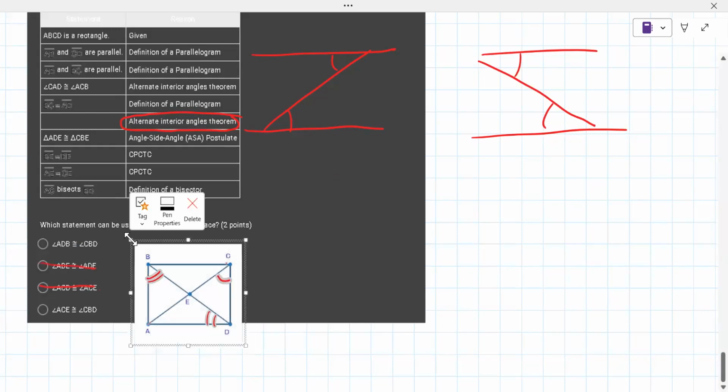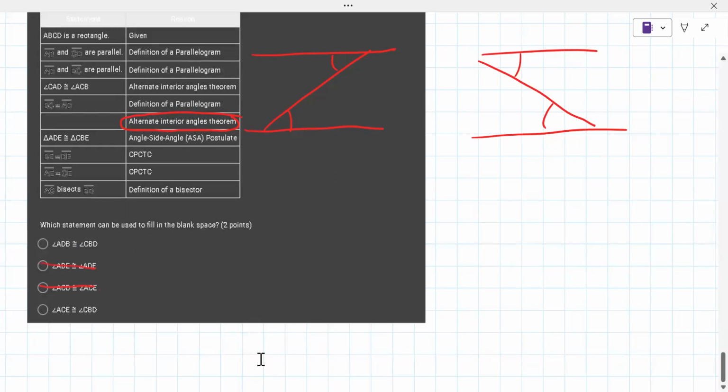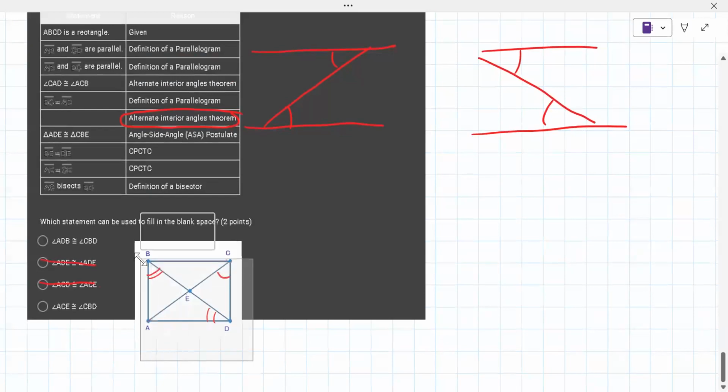So let me clear out some of these. Oops, didn't mean to do all that. Oh, would it be the first one? So ADB is right up here. And then CBD is right here. Huh. Let's go to the last one there. ACE, AC. No, that can't be right. I must have missed something here.